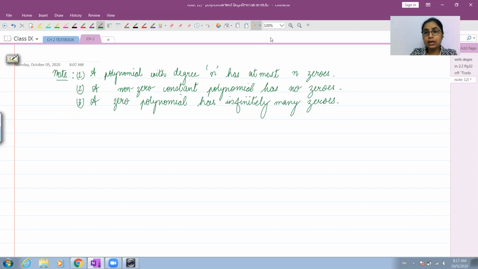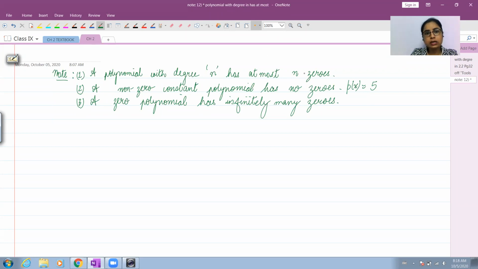You could take the example, let us say, p(x) equals 5. So whatever value of x you may use here, the answer will never be zero. So there will be no value of x which is going to make this polynomial equal to zero. इसका आंसर कभी भी zero नहीं बनेगा. That's why a constant polynomial which is non-zero will have no zeros.